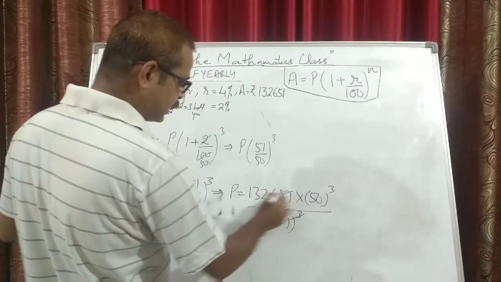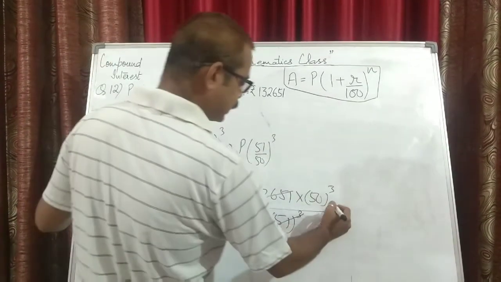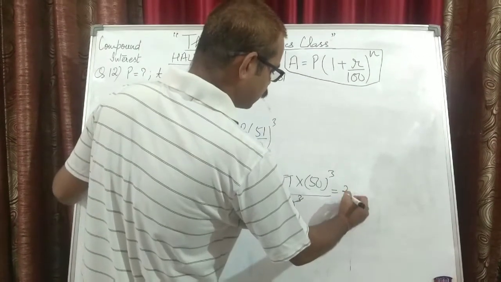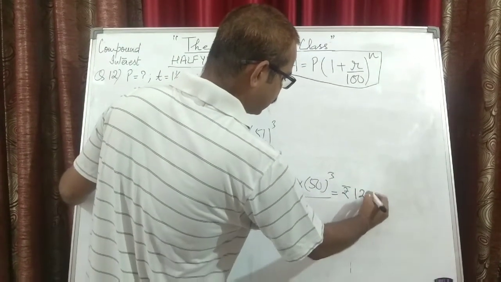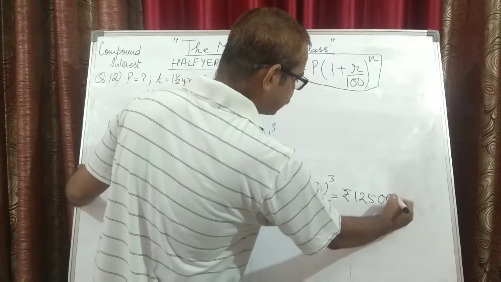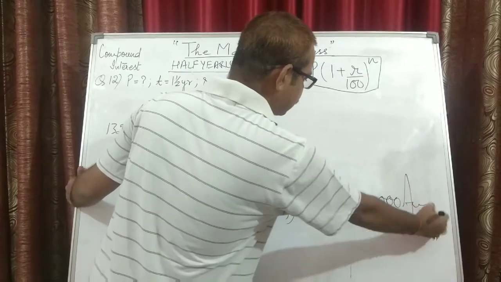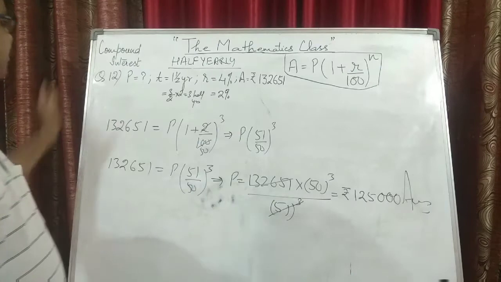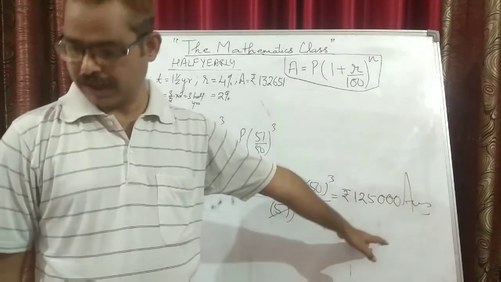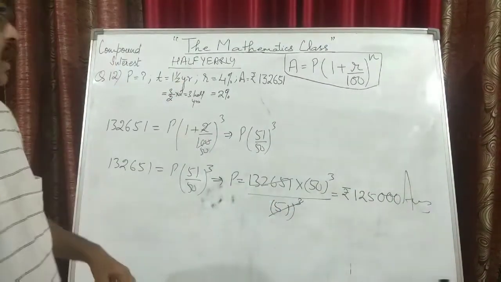You can calculate, you will get the same value. So this and this cancelled. 50 into 50 into 50 is rupees 125 and 3 zeros. That is the final value. So we have calculated the principal. Now we will move on to question number 15.